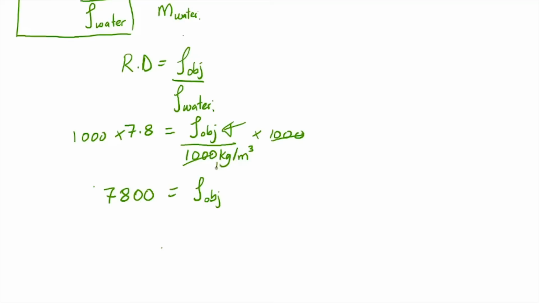And since we are using kilograms per meter cubed, of course, our answer here, the density of the object, is going to be 7,800 kilograms per meter cubed. So we have the density of the object.